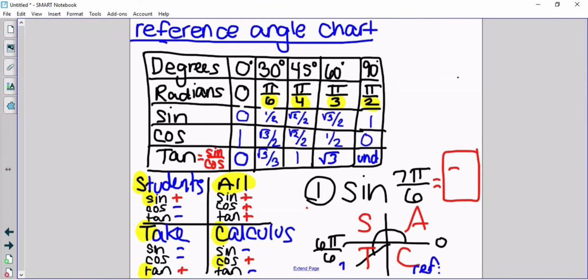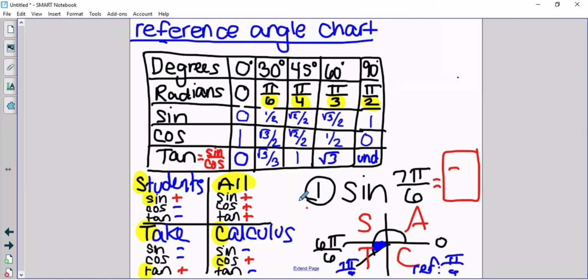Well, this was 7 pi over 6. Back here is 6 pi over 6. My reference is pi over 6. That's a pi over 6 there. So to find my final answer to this problem, I go to my reference angle chart.